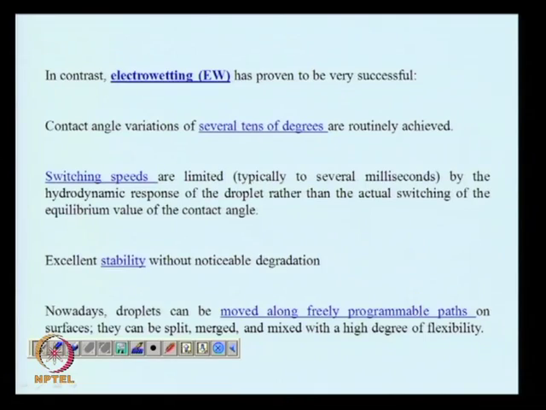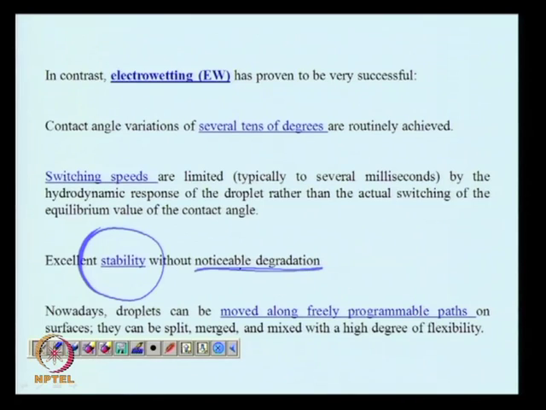It may not be the inertia, but it is a viscous force which is going to dominate the response frequency of a droplet to a change in potential difference across the surface. But still, the switching speed is much more than that of the other processes we have described so far, and this is extremely important for commercial application, the stability of the surface without any noticeable degradation.